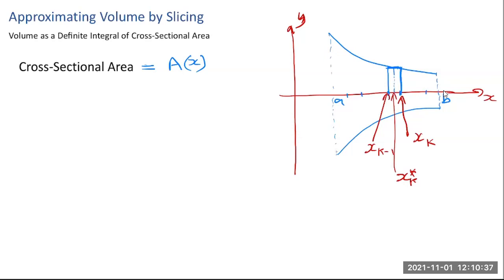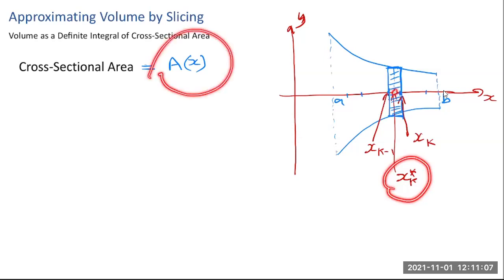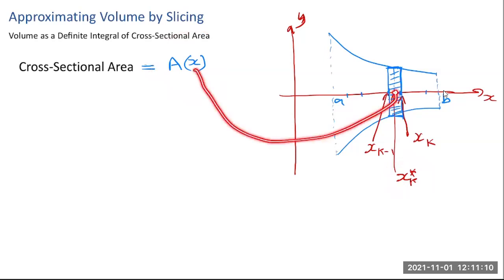Then we get a disk, right? Clearly we get a disk if you rotate that about the x-axis. We get this particular disk. What I'm going to do is find the volume of that disk. What is the volume of that disk? First of all, when x is equal to x_k star, I can find the cross-sectional area. I have a function for the cross-sectional area. If I plug in this particular point in this function, that should give me the surface area of this disk, right?